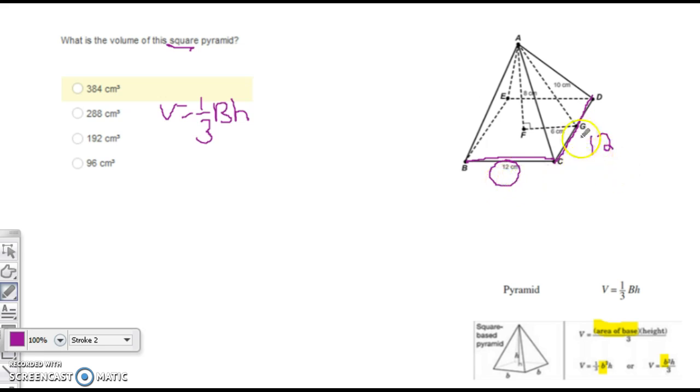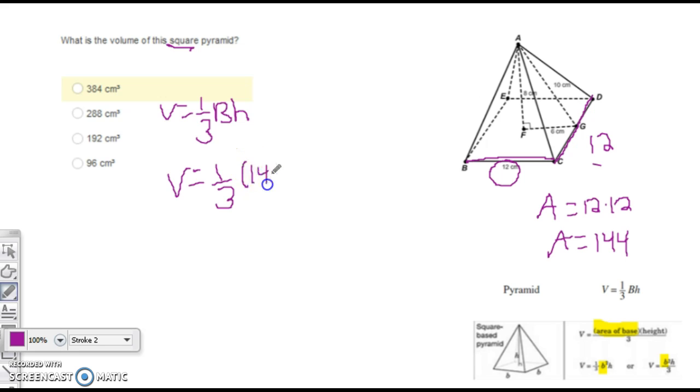So to find the area of the square, I could do 12 times 12. So that's what I'm going to do first. Area of the square equals 12 times 12, or 12 squared. So the area is 144 units squared. Now I'm going to go and plug it into my volume. The big B, the area of the base, is 144.